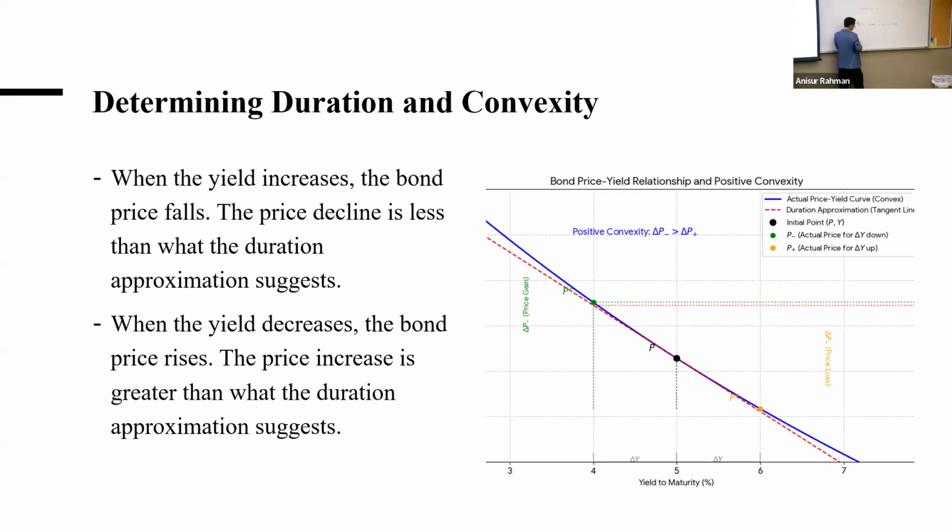So this is the duration part. You see the red line? If you try to find out the percentage change in price, that means the new price after the change in the yield, using only this part of this equation, you'll get that line at different levels of yield.